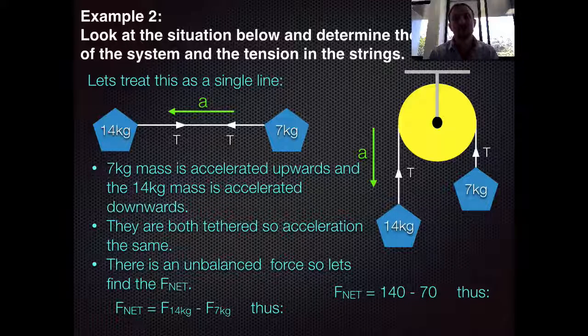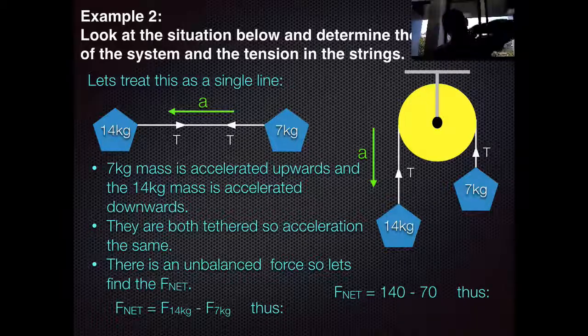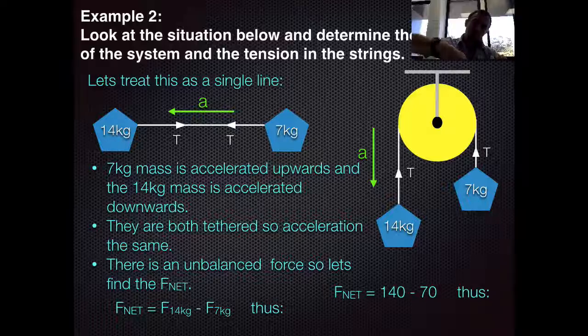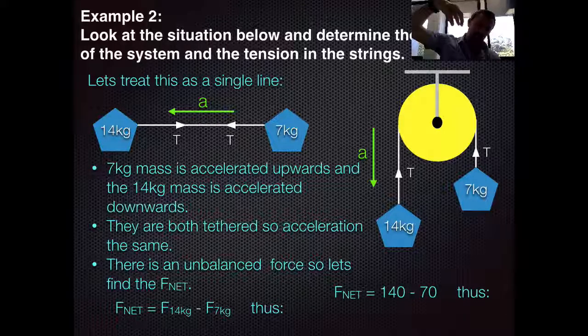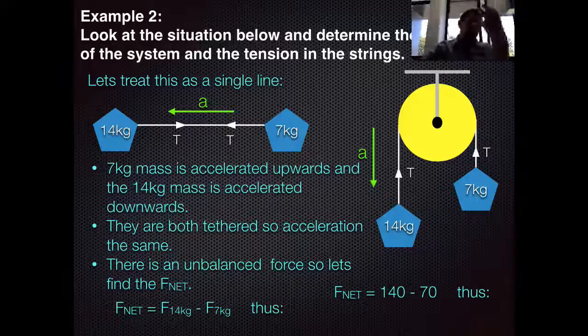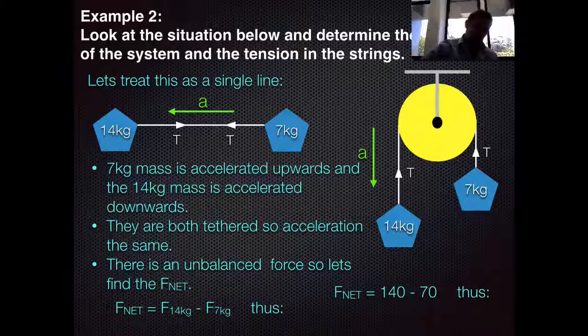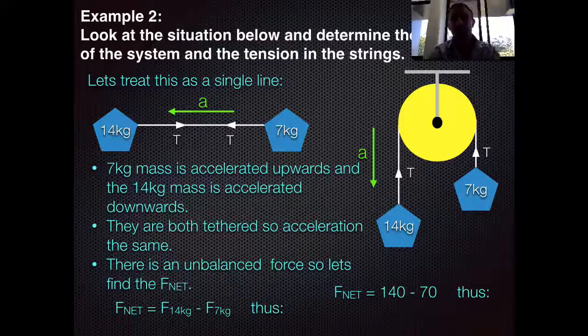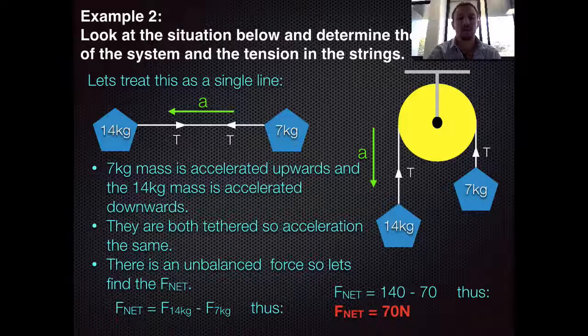So I get 140 newtons acting downwards and 70 newtons acting upwards. Because the force is pulling downwards, the other one is pulling it upwards on that tension of the string. So because they're going in opposite directions, I've got to take them away. So I've got 140 newtons acting straight down, but I've also got 70 newtons acting upwards. So as a result, my net force which is applied is 70 newtons to the whole system. So I've got a net force of 70 newtons which is pulling the whole thing down.